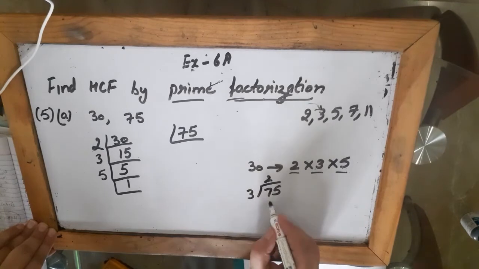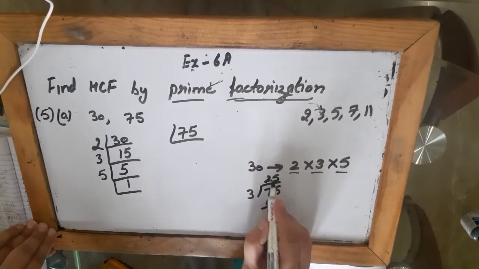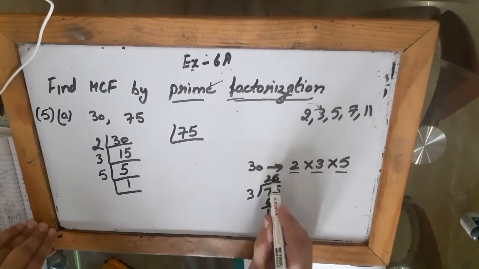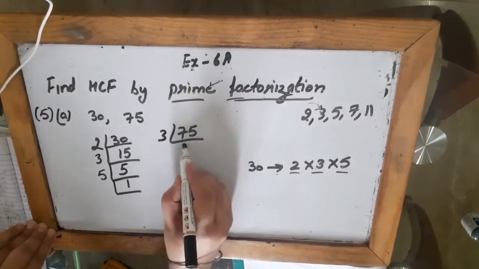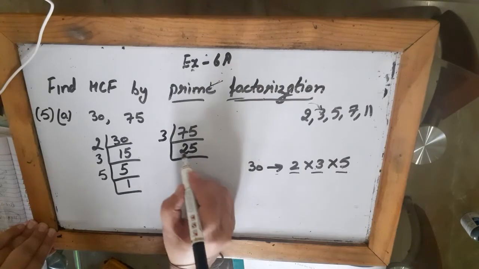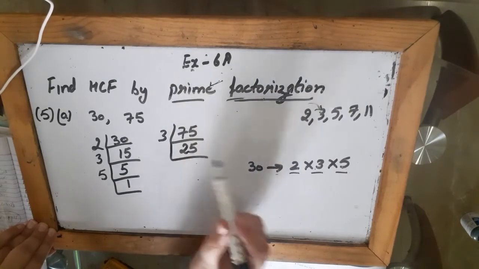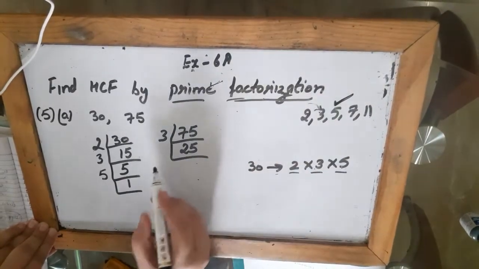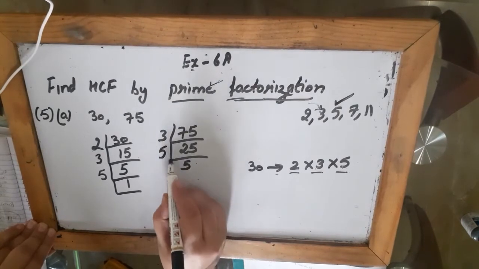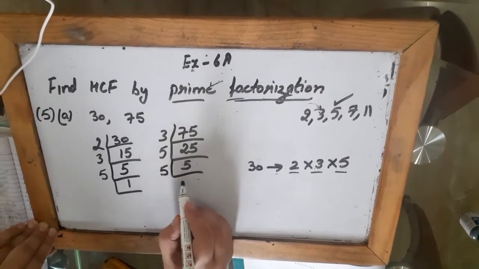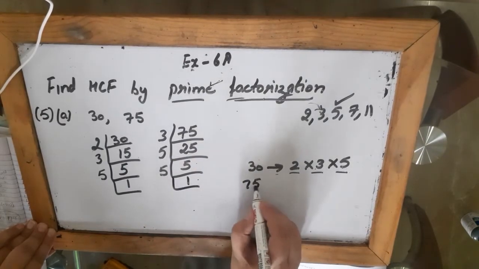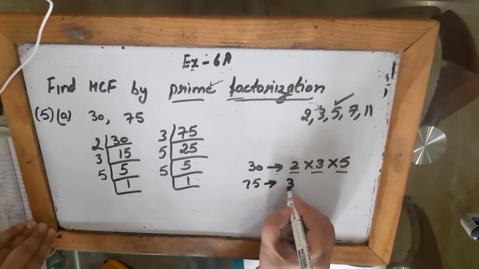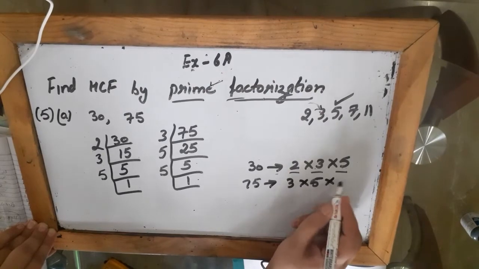3 2s are 6 and 3 5s is 15. It means 3 25s is 75. Now 25 is not divisible by 3, so I have to take the next prime number 5. 5 5s are 25, and 5 will be divisible by itself. 5 1s are 5. So which are the prime factors of 75? 3 into 5 into 5.